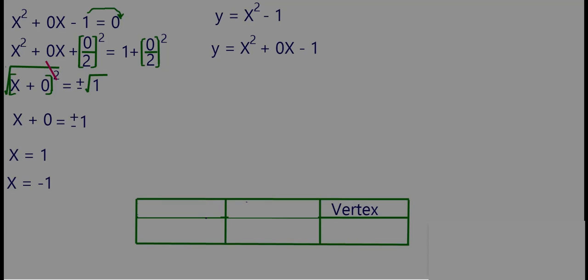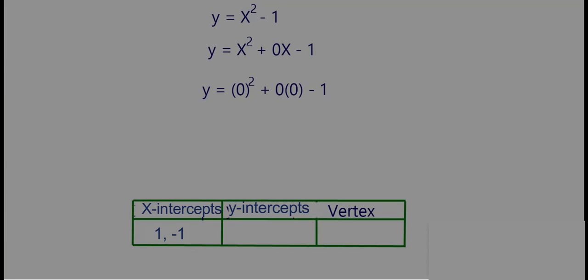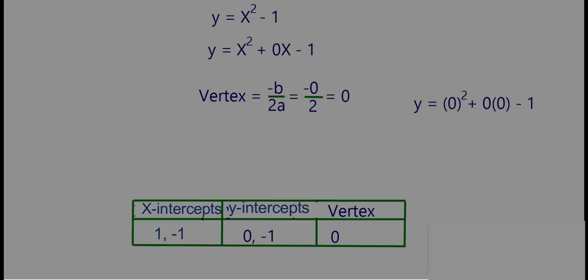For the x-intercepts, we only get positive 1 or minus 1 because of the plus and minus sign. We get minus 1 when solving for the y-intercept. Solving for the x value of the vertex, we get 0. Solving for the y value of the vertex gives minus 1.